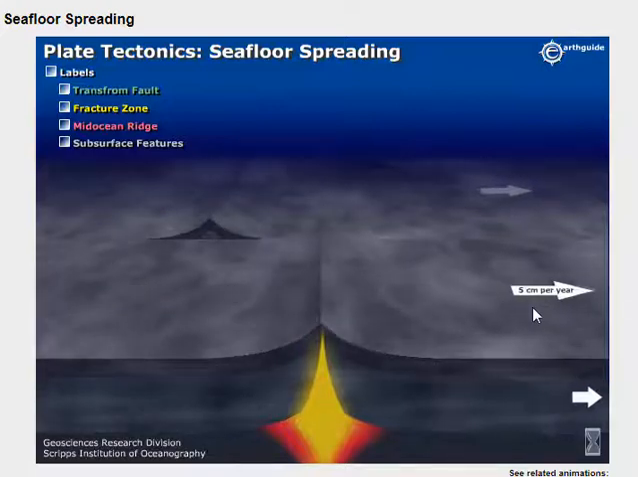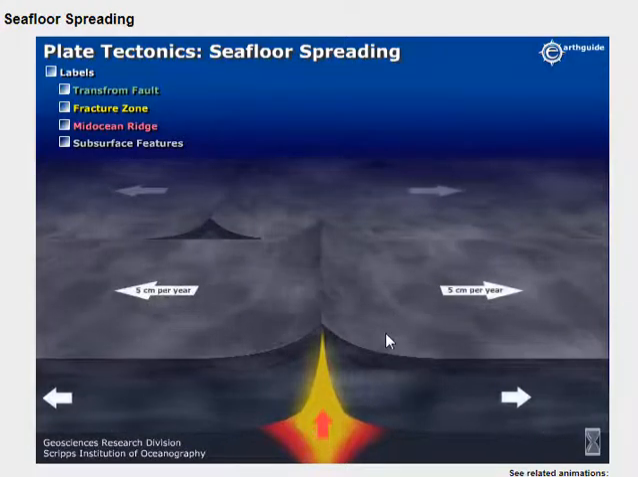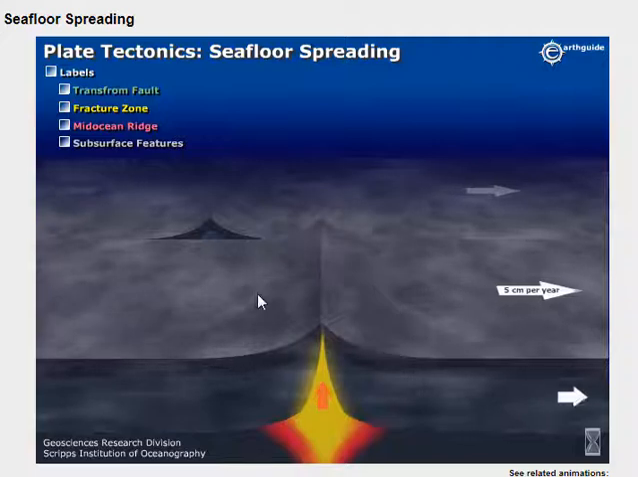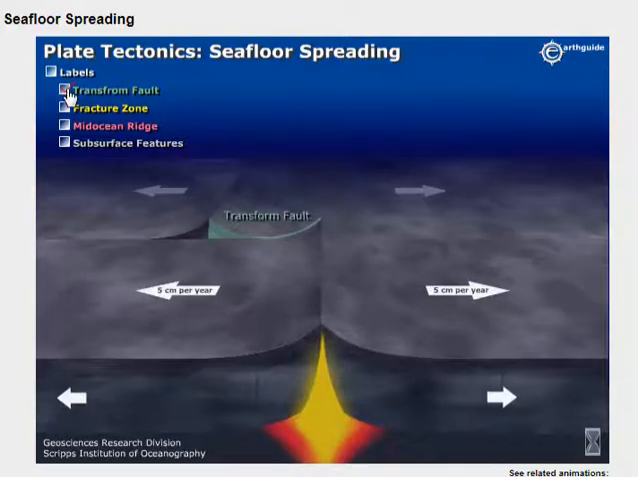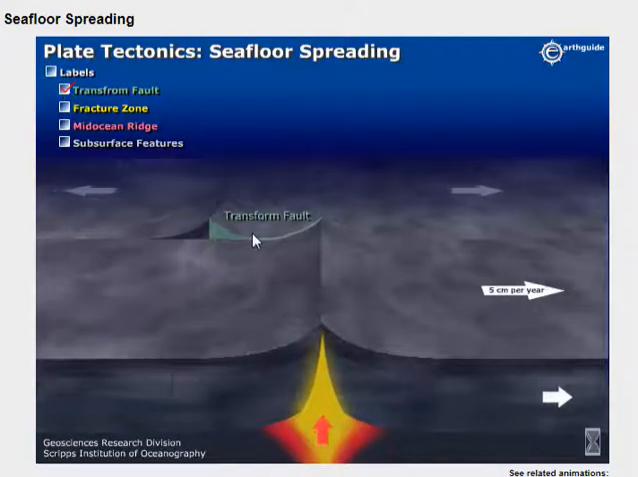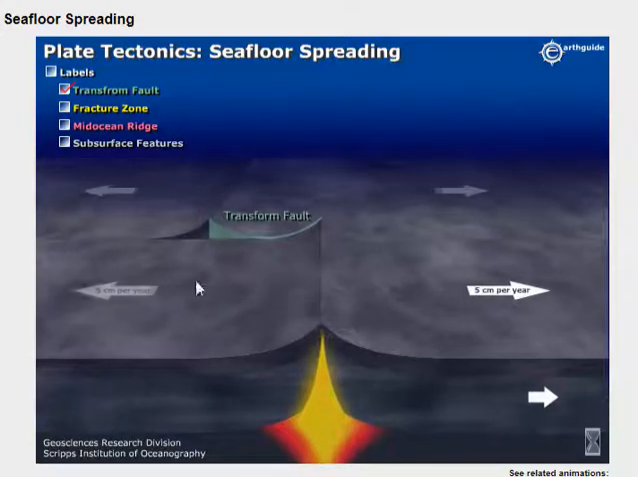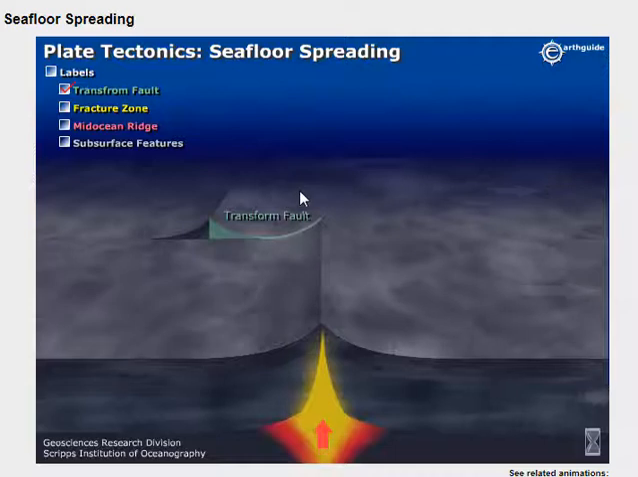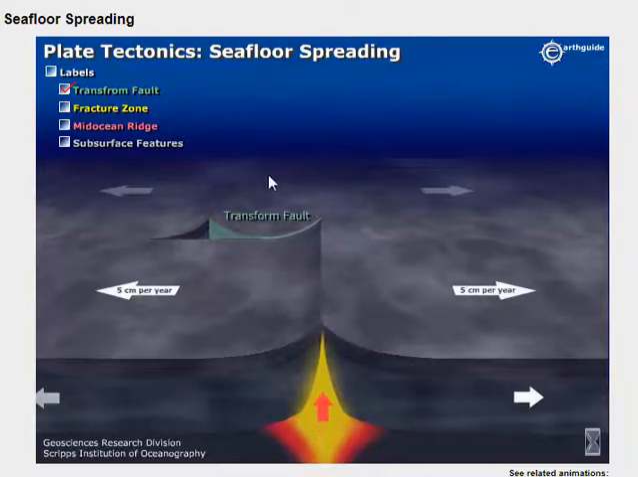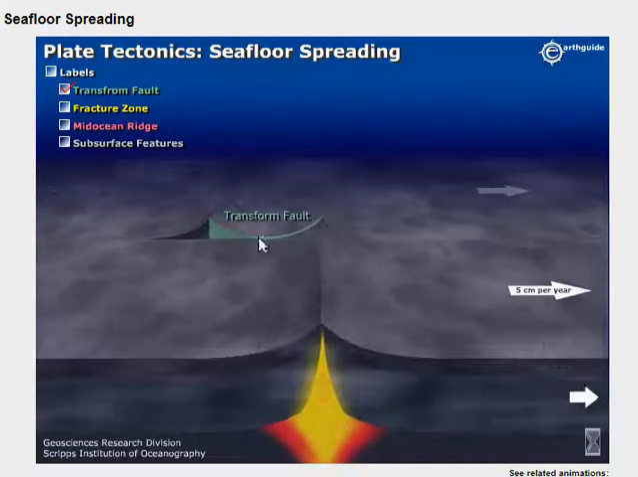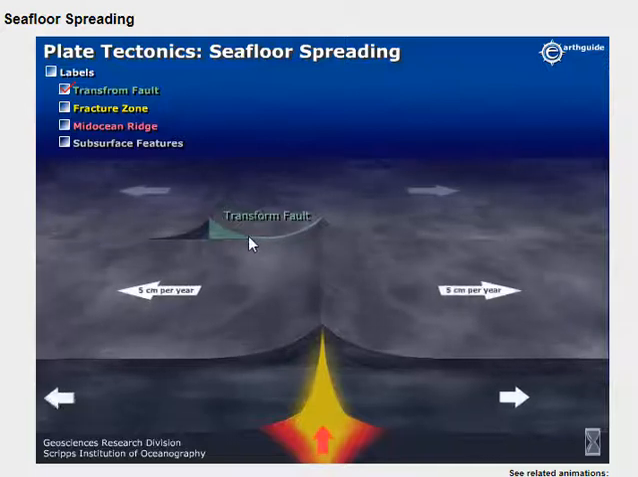All right, so the next thing is, what are transform boundaries? Well, transform boundaries I can actually show you. Transform boundaries are boundaries where two plates are sliding past each other. So if I have another mid-ocean ridge here, this is creating where these two are sliding past each other. That is a transform boundary.